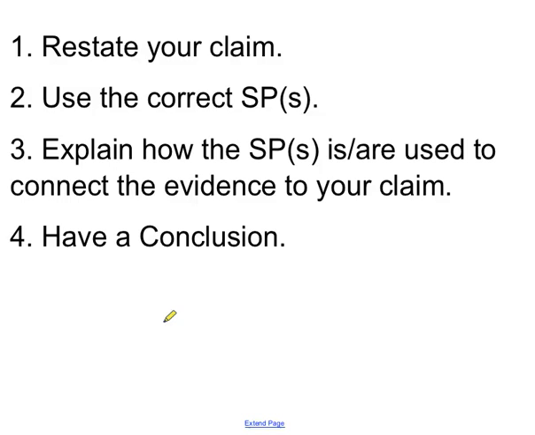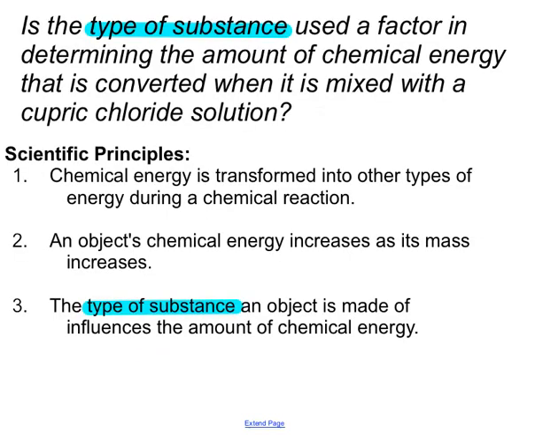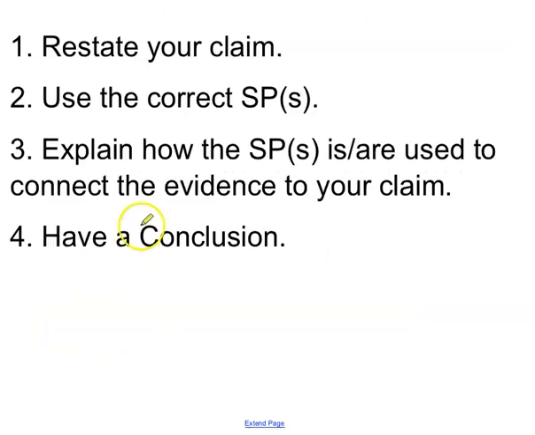In this paragraph, you may want to start by using the correct scientific principle. So again, this is where you might say, according to scientific principle number 3, or according to SP number 3, and then just restate it. So according to scientific principle number 3, the type of substance an object is made of influences the amount of chemical energy. Okay, so now you've restated the claim. You used the scientific principle.